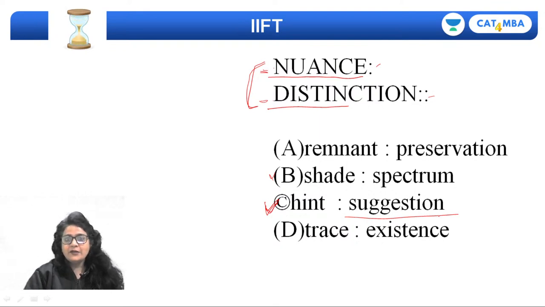No, if vocabulary is your forte, you will not find difficulty in analogy. As long as you are clear with the relationship of the words, analogy will not be difficult. So, I mean, I assume your vocabulary is very good. You will not have any problem with analogies. Alright? Are we clear with this answer?